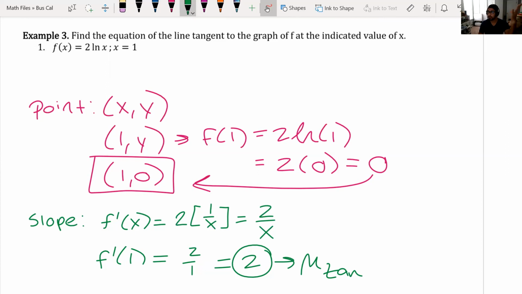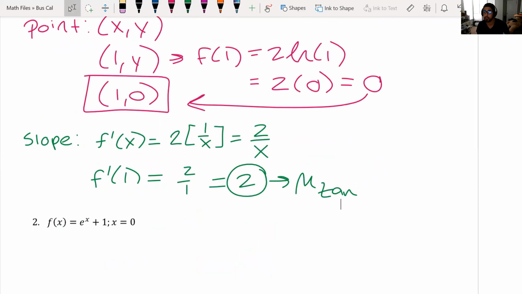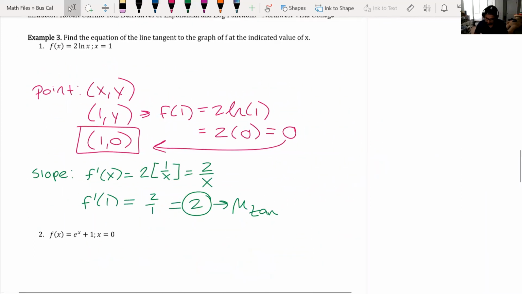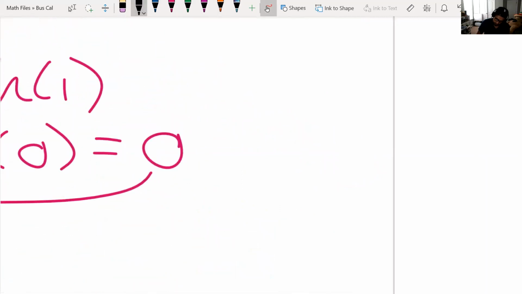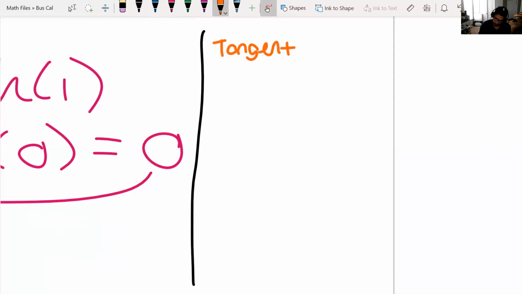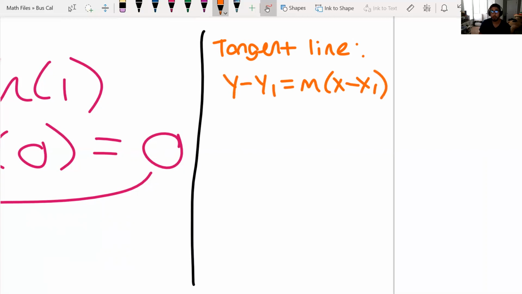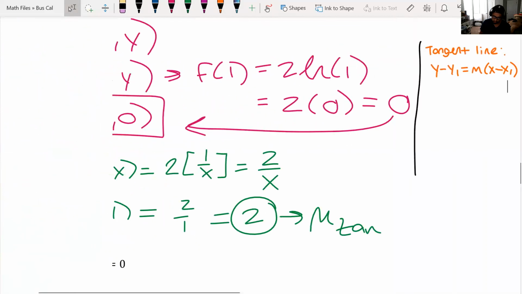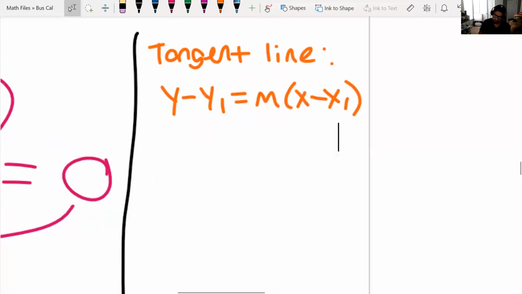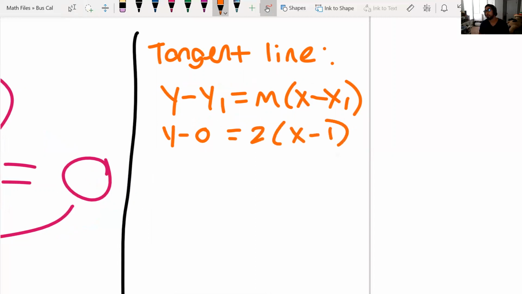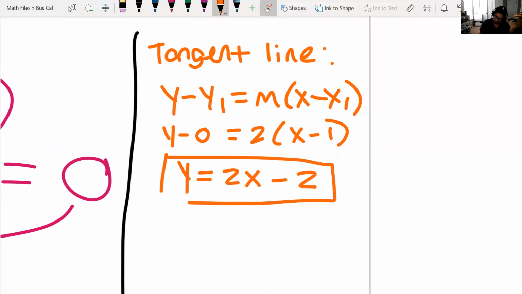All right, so we have the two ingredients. We have our point, we have our slope. Let's find the equation of the line. And of course, I wrote too big. All right, I can fix it over here. The tangent line, and we know that we can use this formula, y minus y1 equals m times x minus x1. And my y1 and x1 value is 1, 0. So I'll get y minus 0 equal to my slope, which is 2, times x minus 1. I'll get y equals 2x minus 2, and there it is. There's the tangent line.